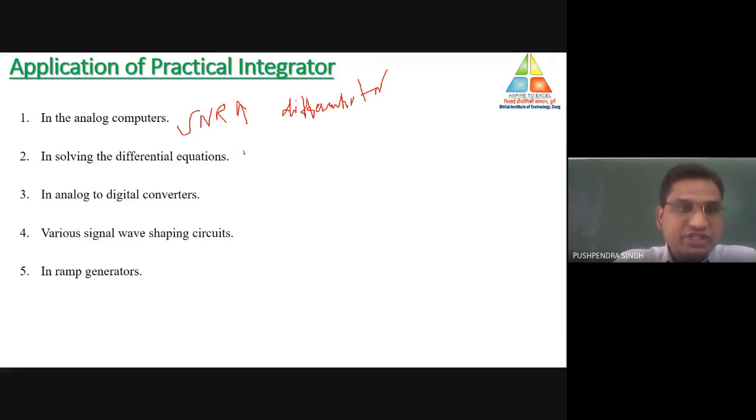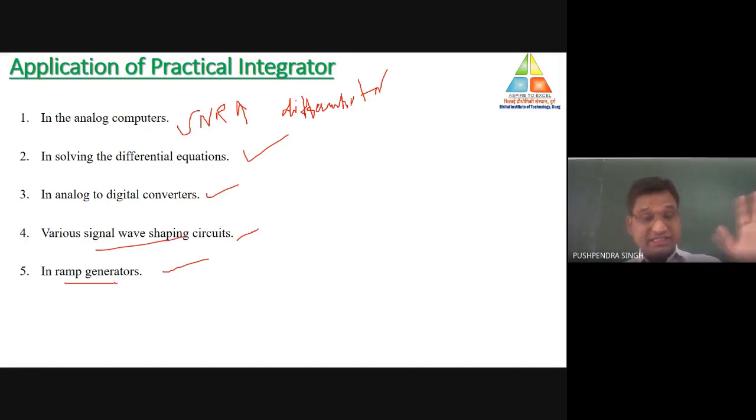We also use it in solving differential equations, in analog to digital converters, in wave shaping circuits, and in ramp generators. We have already discussed wave shaping and ramp generators. These are waveforms generated with the help of the integrator circuit. For any input signal, we can generate different kinds of waveform, which is the shaping of the signal. By changing the value of the time period, we can shape the signal. These are some application areas where we can use practical integrator circuits.